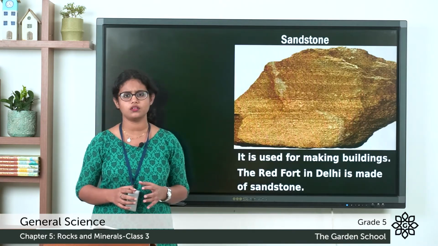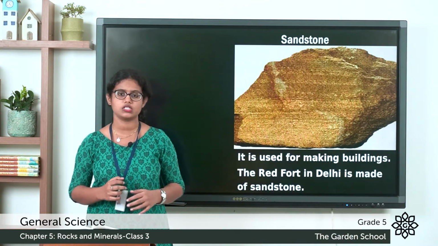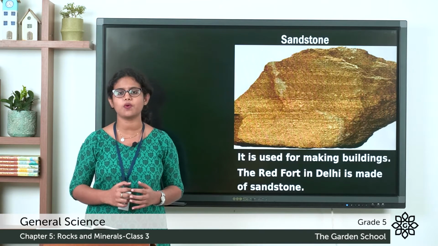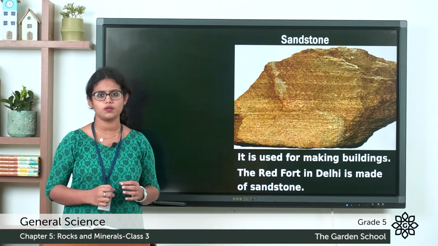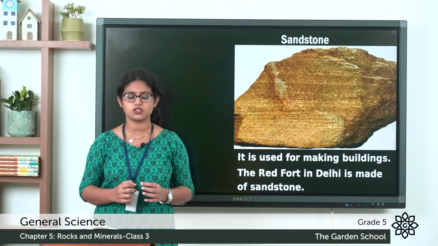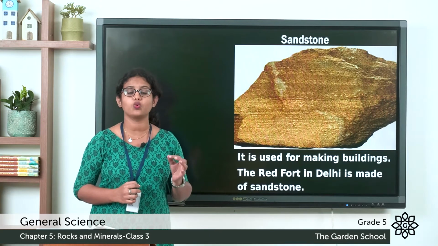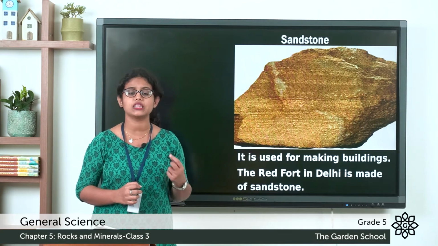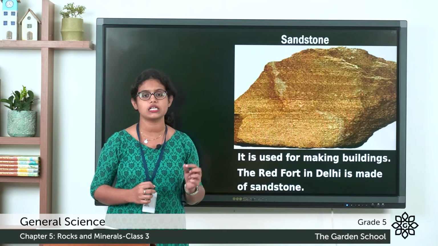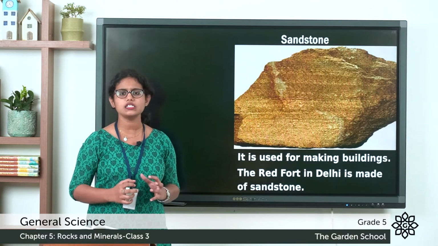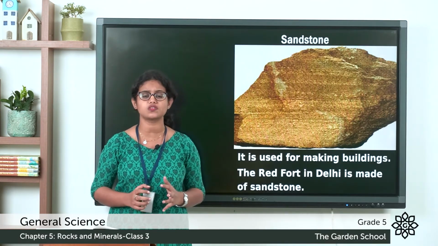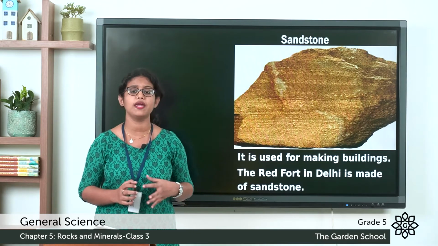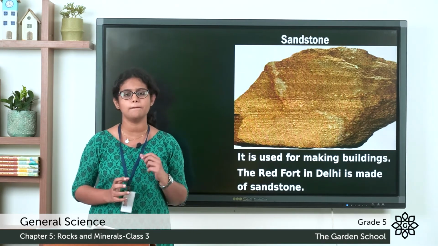The first one, that is the sandstone. Sandstone is one type of sedimentary rock and it contains minerals. So sandstone is a stone which contains minerals and these minerals are formed from sand. And this sandstone is mainly used for construction. They are mainly used for constructing buildings.